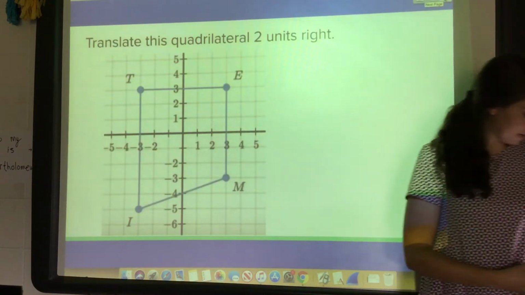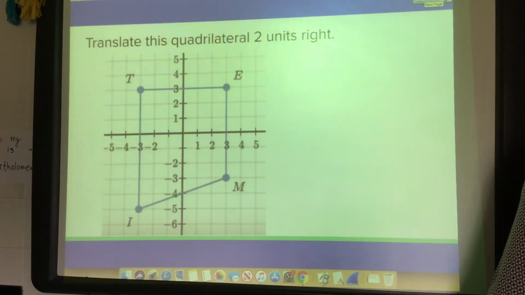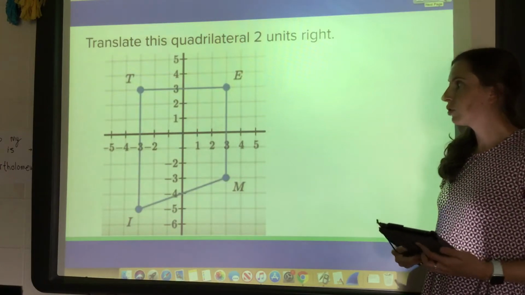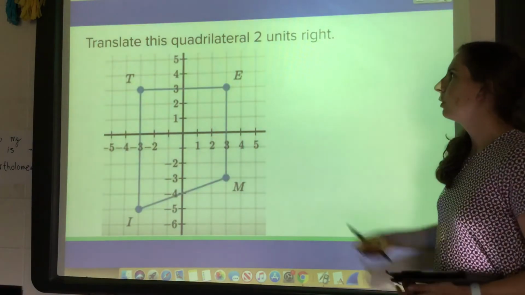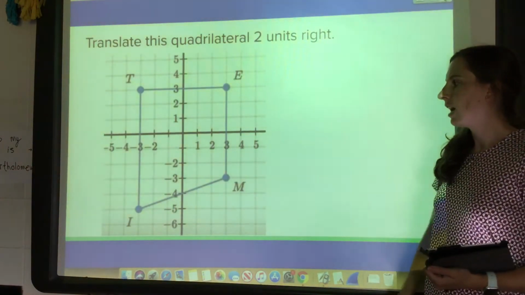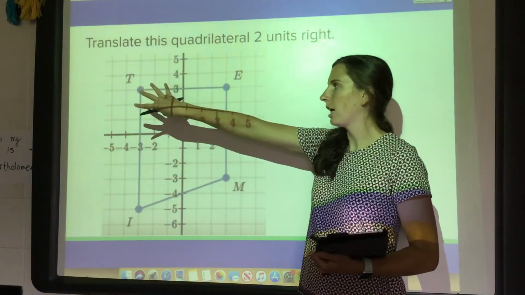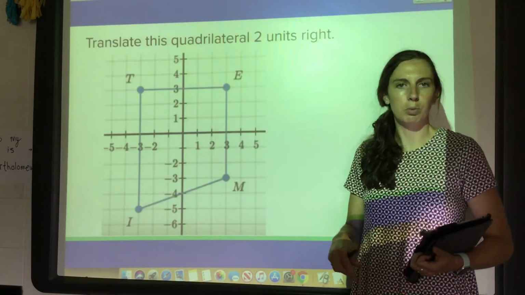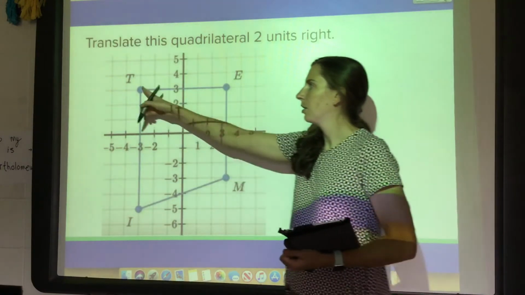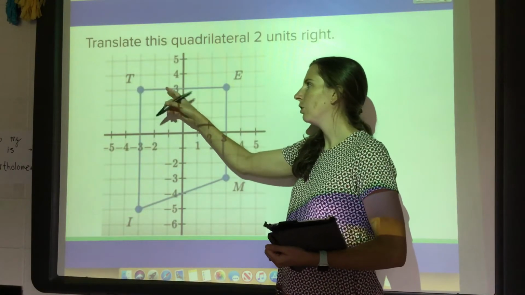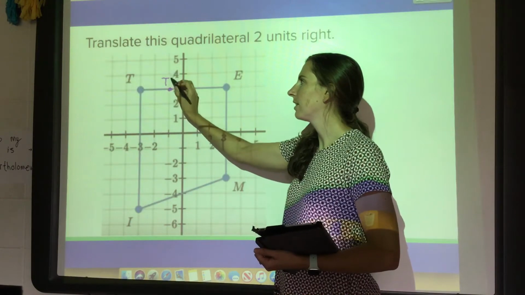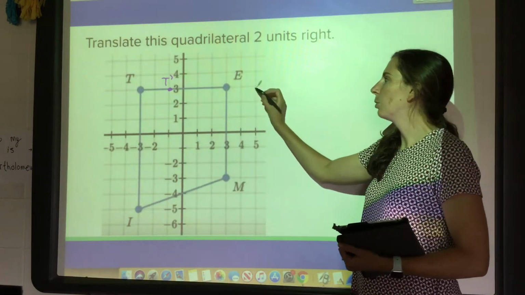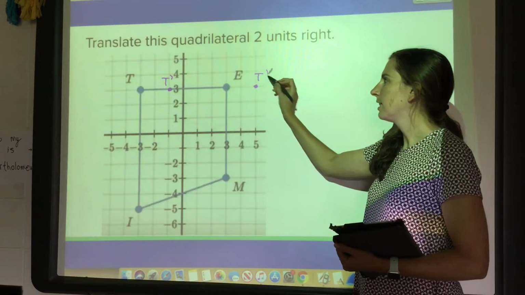So let's do a few examples. Okay, so translations are pretty straightforward. If I want to translate it 2 units to the right, I'm literally picking up this blue shape and shifting it 2 units to the right. It's helpful to me to sometimes do it 1 point at a time. So if I move the point T 2 units to the right, I would land here. That's T prime, the image. If I move point E 2 points to the right, that's E prime.